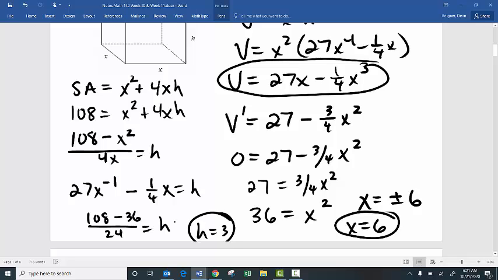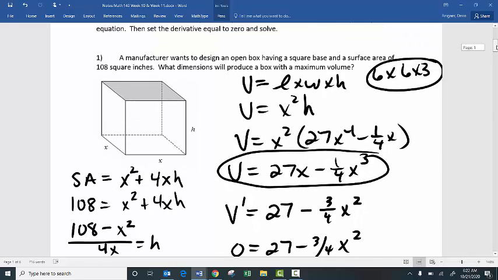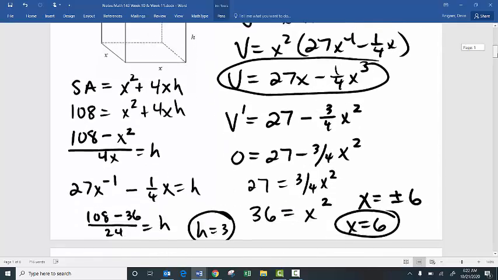So you go back and look at what the question's asking. Usually it asks you for the dimensions of the box, or it might ask you for maybe the volume of the box now that you know the dimensions. So let's see, go back. It says what dimensions will produce the maximum volume. So the dimensions of the box will be 6 by 6 by 3. So the length and the width are 6 and the height is 3. So that in general is how you do a minimum and maximum type of problem. Sometimes you have two equations and you got to get rid of one of the variables. Other times you just have one equation and you're good to go.